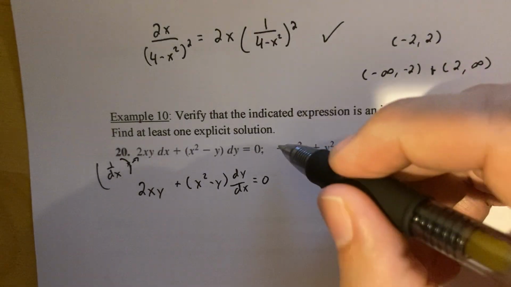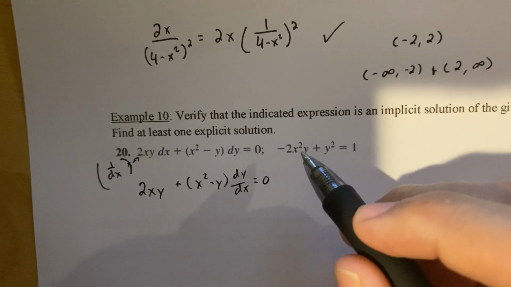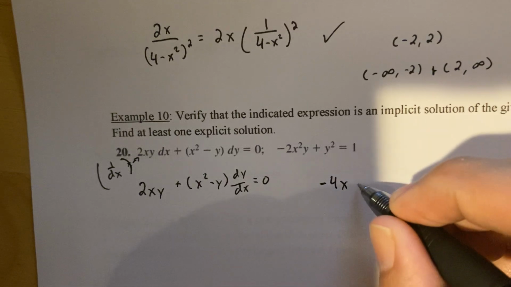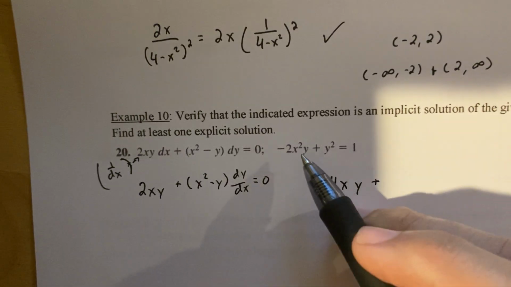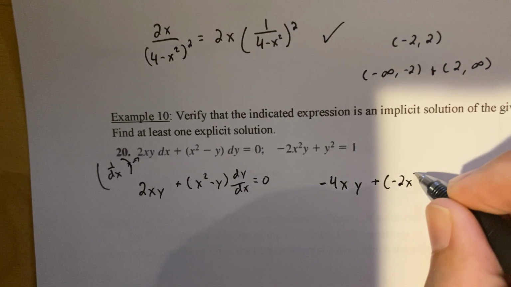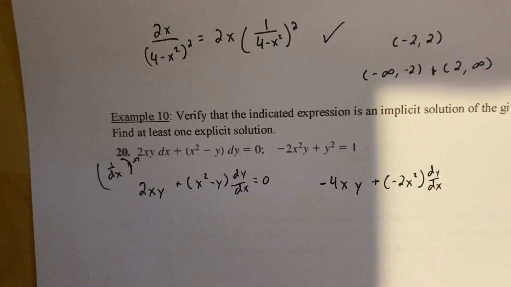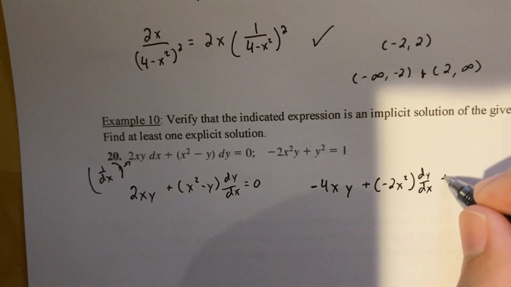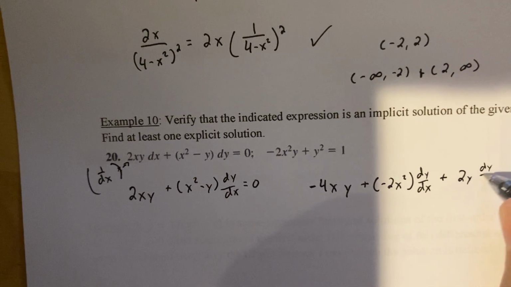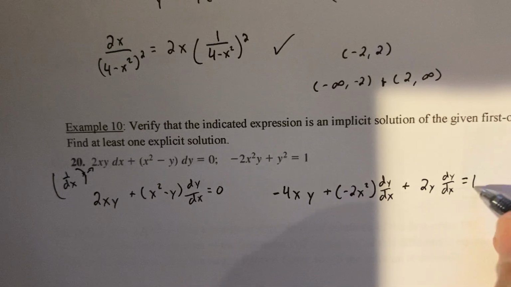So here's going to be a product rule, -2x squared y. The derivative of -2x squared is going to be -4x, times y, plus the derivative of y, which is 1. So I'll say -2x squared, and because I took the derivative of y, I have to denote that, dy over dx. Plus, since y is the dependent variable, when I take the derivative, I have to denote that we took the derivative of y, so dy over dx. Set that equal to 1.